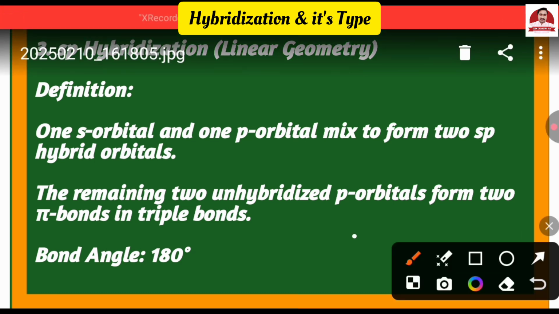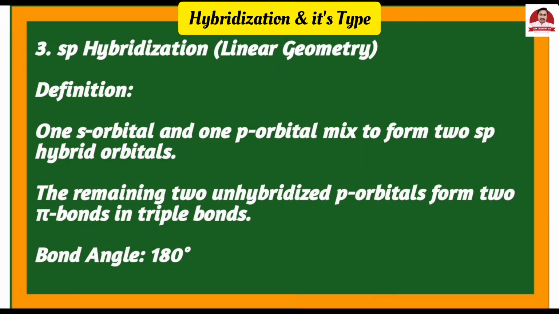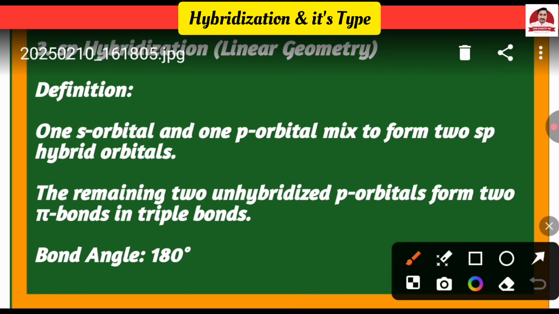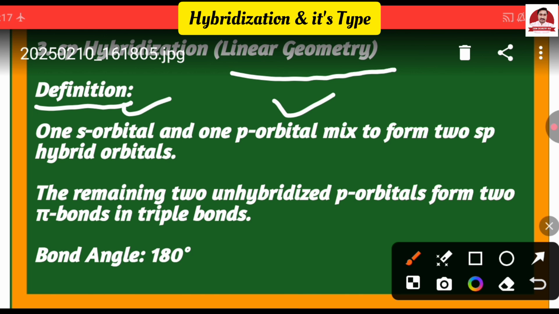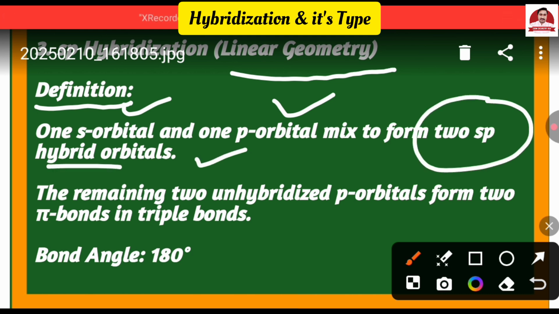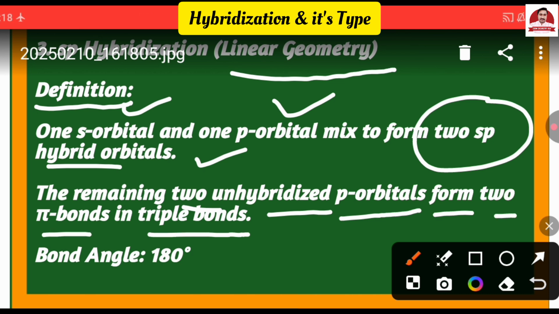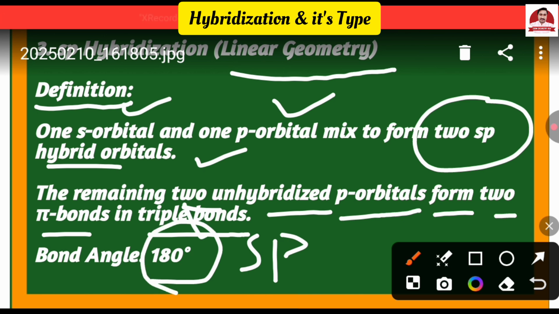Next type of hybridization is the sp hybridization. sp hybridization has a linear geometry or linear structure, and we can define sp hybridization as when one s and one p orbital mix, they form two sp hybrid orbitals. The remaining two unhybridized p orbitals of the carbon atom form two pi bonds in the triple bond, and the bond angle in sp hybridization is 180, that is the linear structure.